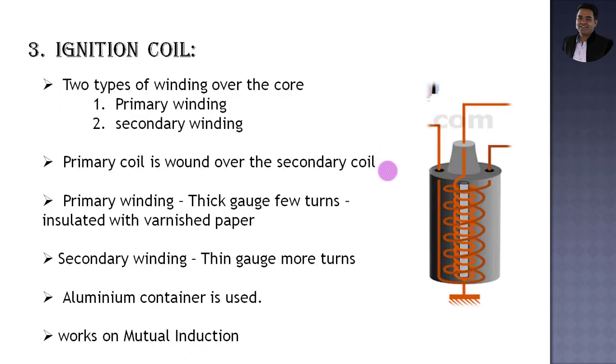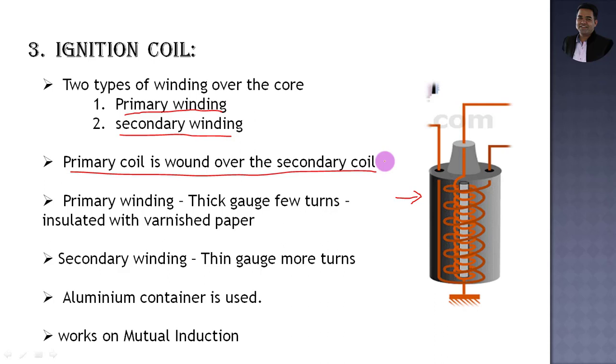The third component is the ignition coil. It looks like a cylindrical construction which is connected in series with the battery and the ballast resistor. In the construction of the ignition coil you can find two types of windings, one known as the primary winding, and the second called the secondary winding. The primary coil is wound over the secondary coil. Such an arrangement is utilized to get maximum benefit of the magnetic field produced in the ignition coil.